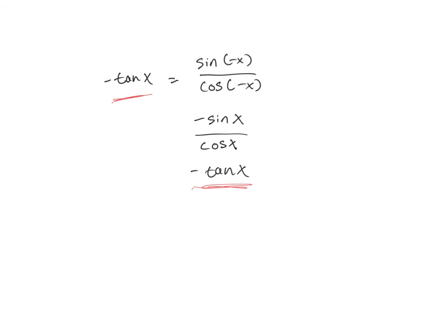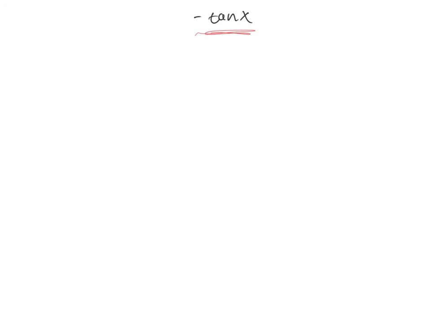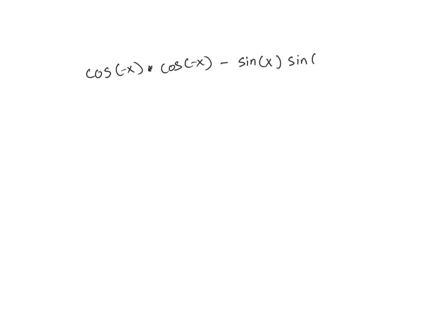Let's try some other types. Let's say I have, for example, cosine of negative x, and I want to multiply that by cosine of negative x. And I want to subtract that from sine of x times sine of negative x.